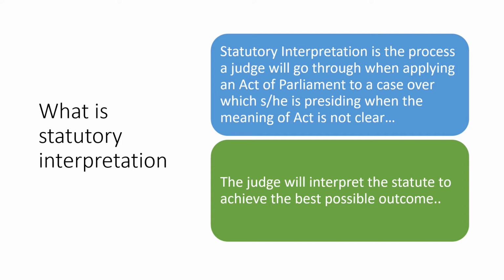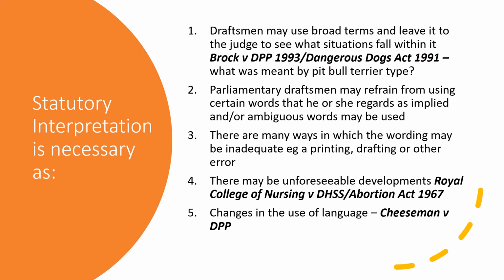Now remember, in civil law, the judge makes a decision. So when applying the law, the judge will come out with a decision after applying the law. In criminal law, the judge has to explain to the jury, if it's in the Crown Court, what the law means. And so it's up to them then to see whether it fits within that definition.